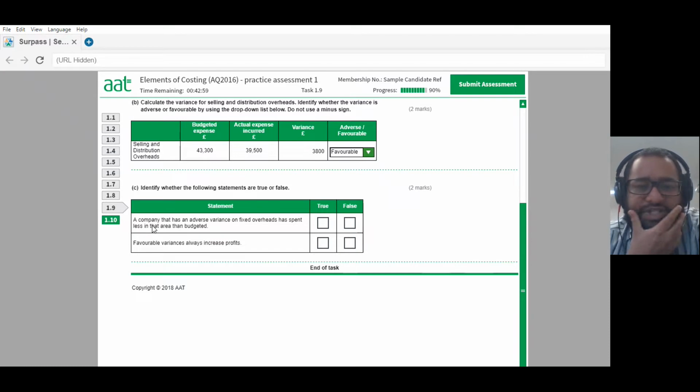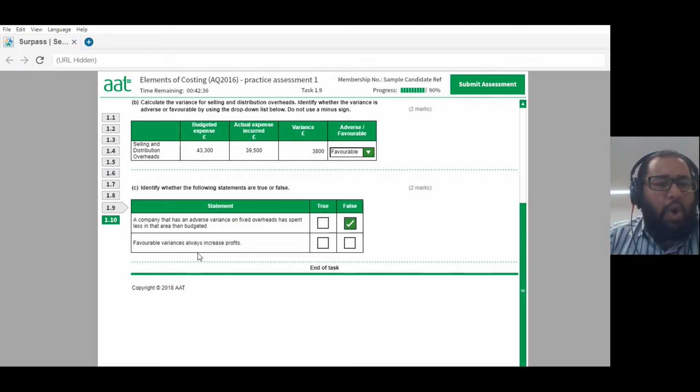Identify whether the following statements are true or false. A company that has an adverse variance on fixed overhead has spent less in that area than budgeted. That's wrong. When you have an adverse variance, you must have spent more than your budgeted figure, because otherwise the cost is going to be lower. If that cost is lower, that is not adverse, it's favorable. Therefore, this statement is incorrect.